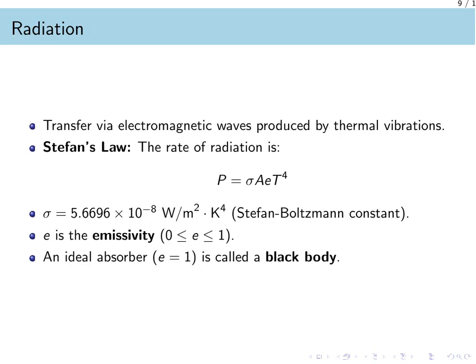The third mechanism is radiation, where energy is transferred via electromagnetic waves produced by thermal vibrations. According to Stefan's law, the rate at which an object radiates energy is proportional to the fourth power of its absolute temperature. Specifically, power equals the Stefan-Boltzmann constant multiplied by the surface area, the emissivity of the material, and the temperature raised to the fourth power. The emissivity ranges from 0 to 1, where a value of 1 represents an ideal absorber known as a black body.